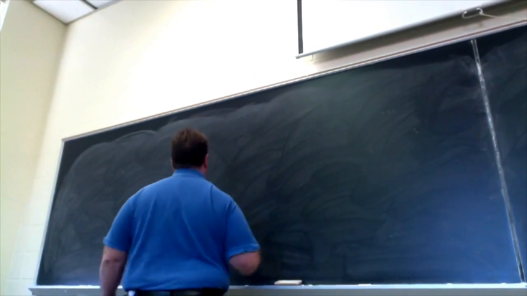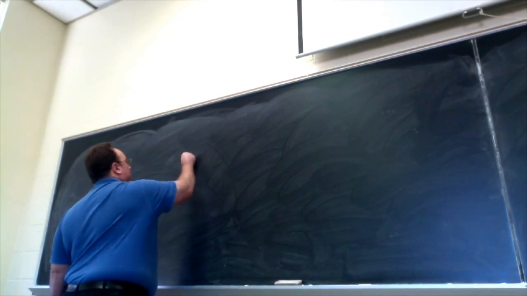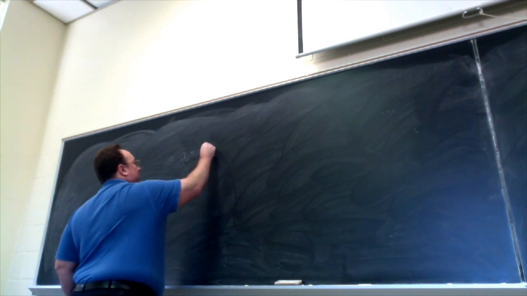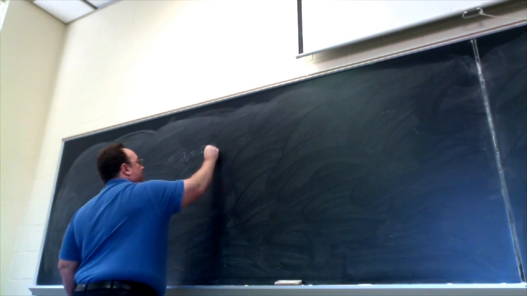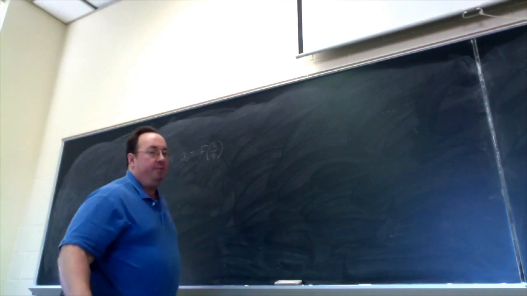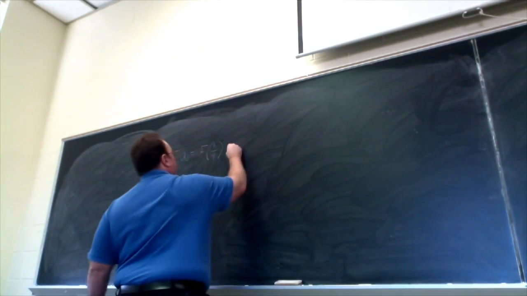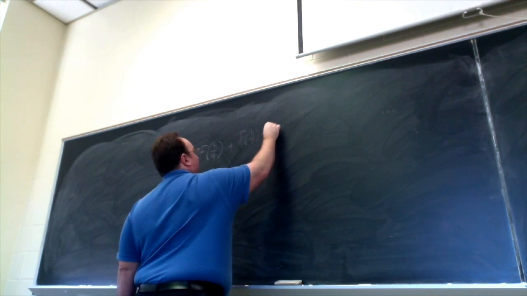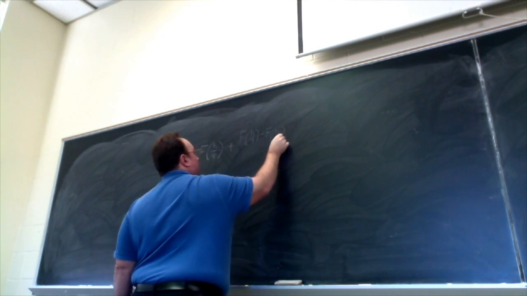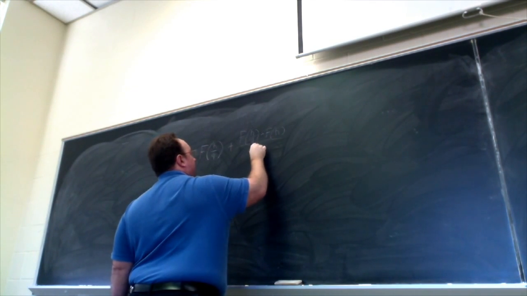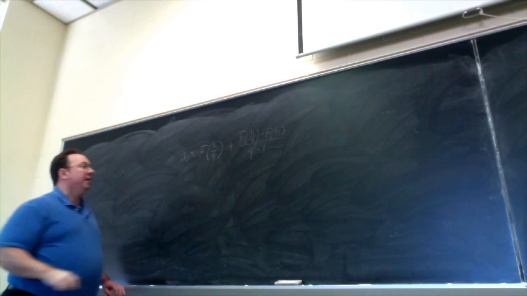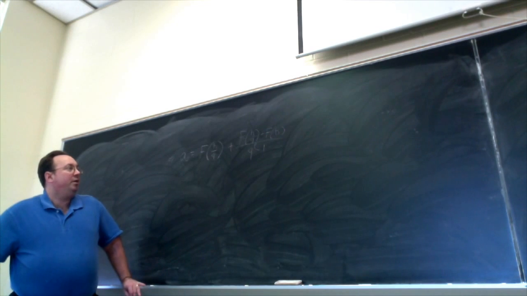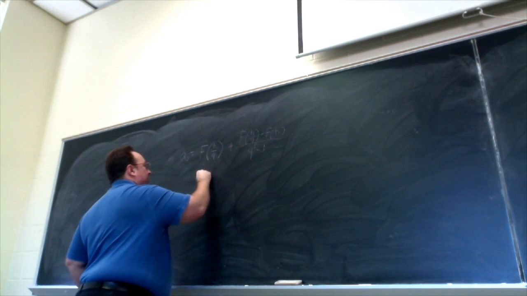But now I will write the preferred form. We can think of this as taking the more accurate approximation and correcting it. So now I have f of h over q, plus the difference in the approximations, all over q to the p minus 1. Okay. So this is Richardson extrapolation.